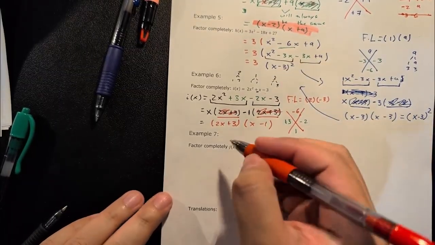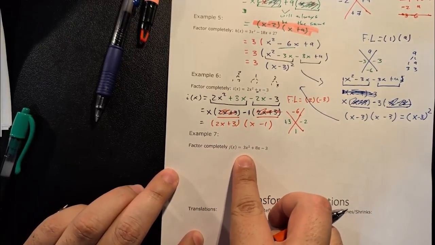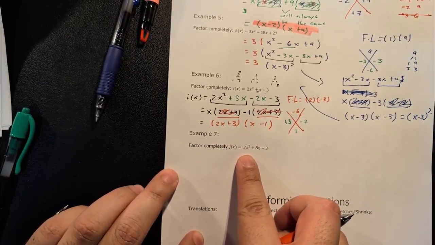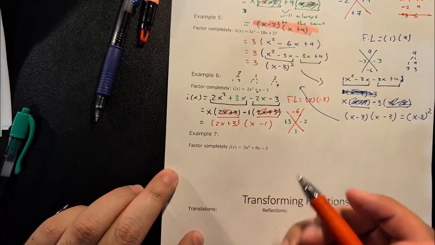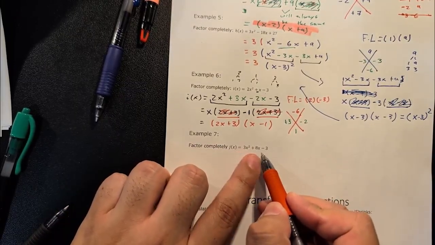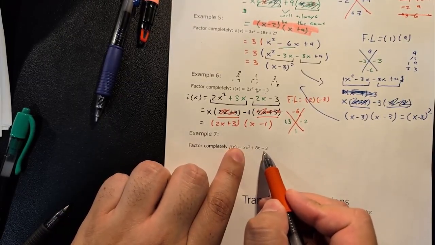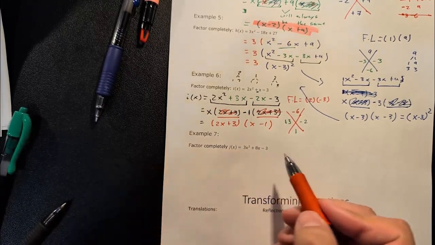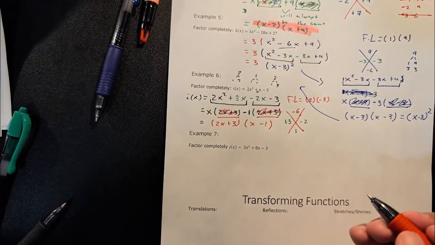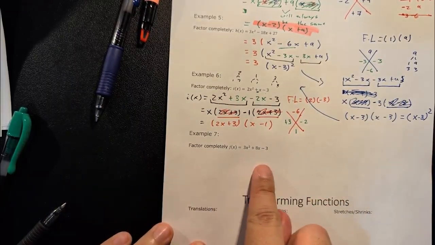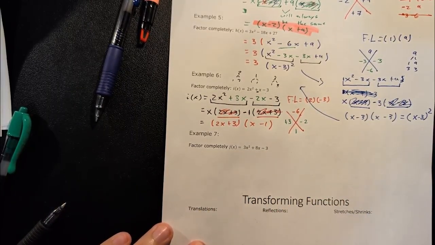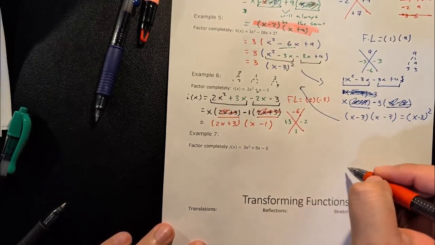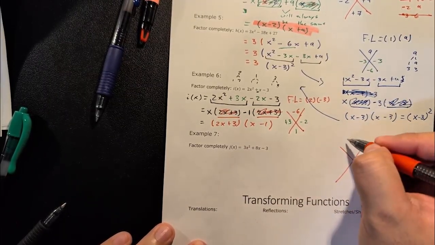All right. Number 7. Factor completely. So we have 3x squared plus 8x minus 3. So 3 goes into both of these, but it does not go into 8. This x goes into that and that, but not this. So we don't have a GCF. We can't factor anything out. So then we could continue with our next step, which is the diamond method.